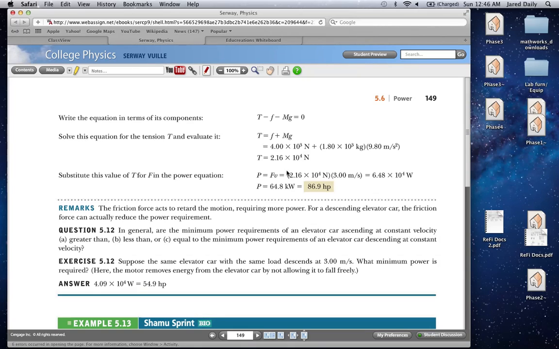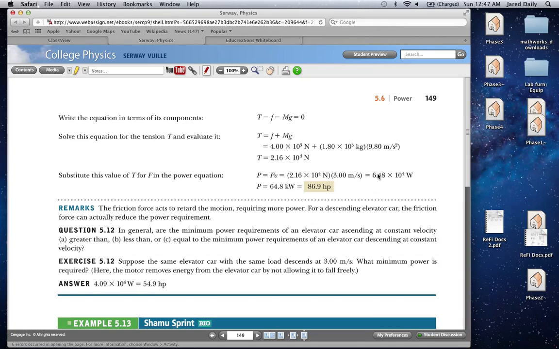And on the previous page, we discovered that power is equal to force times velocity if the power comes from mechanical energy, which it does. Mechanical work equals force times distance, and divide that by time, you get force times velocity. So the tension that we just calculated in the previous section, 2.16 times 10 to the 4 newtons, can go together with the velocity of 3 meters per second to give us 6.48 times 10 to the 4 watts.